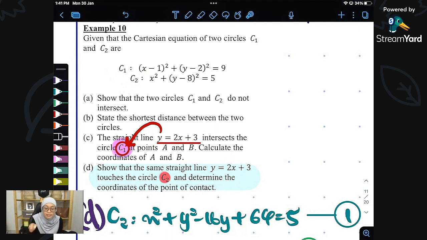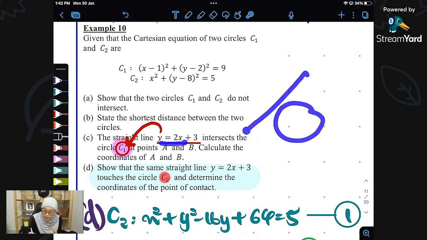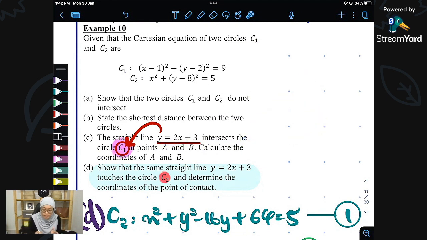Bahaya, alright? Just follow the instruction when they say intersect. The lines intersect at the circle. It means at the circle C1, not C2. Okay, itu soalan C yang tadilah.